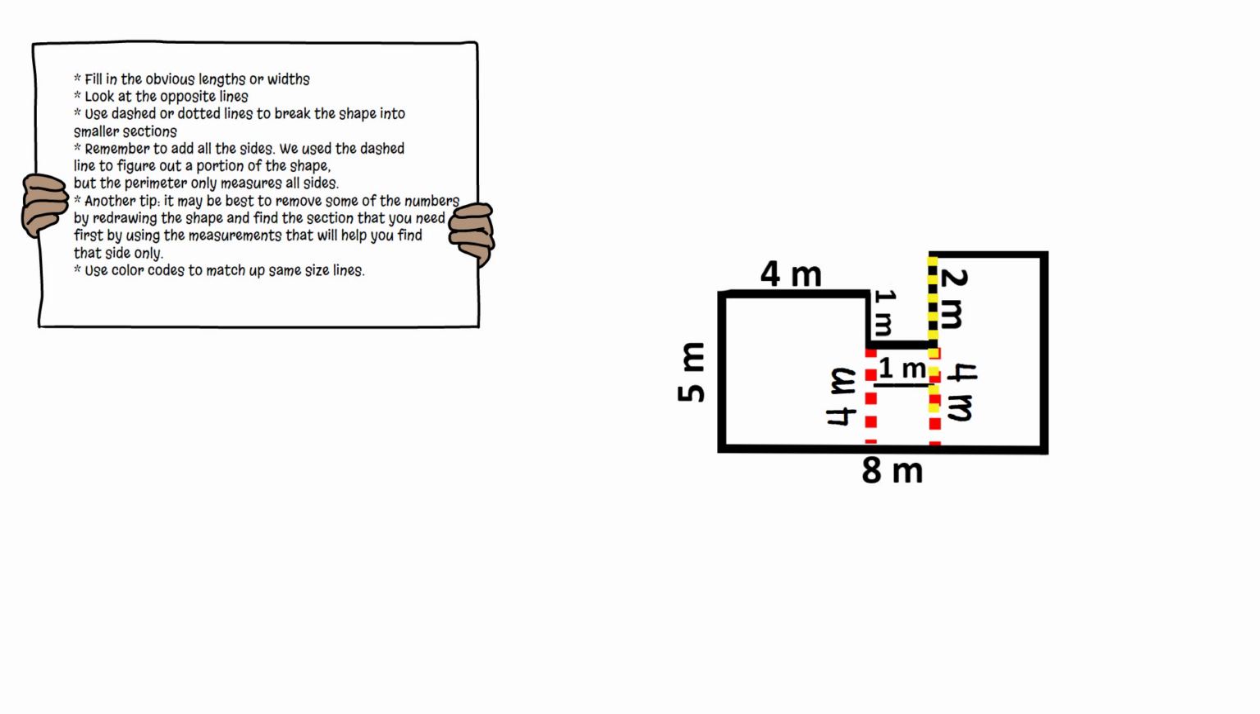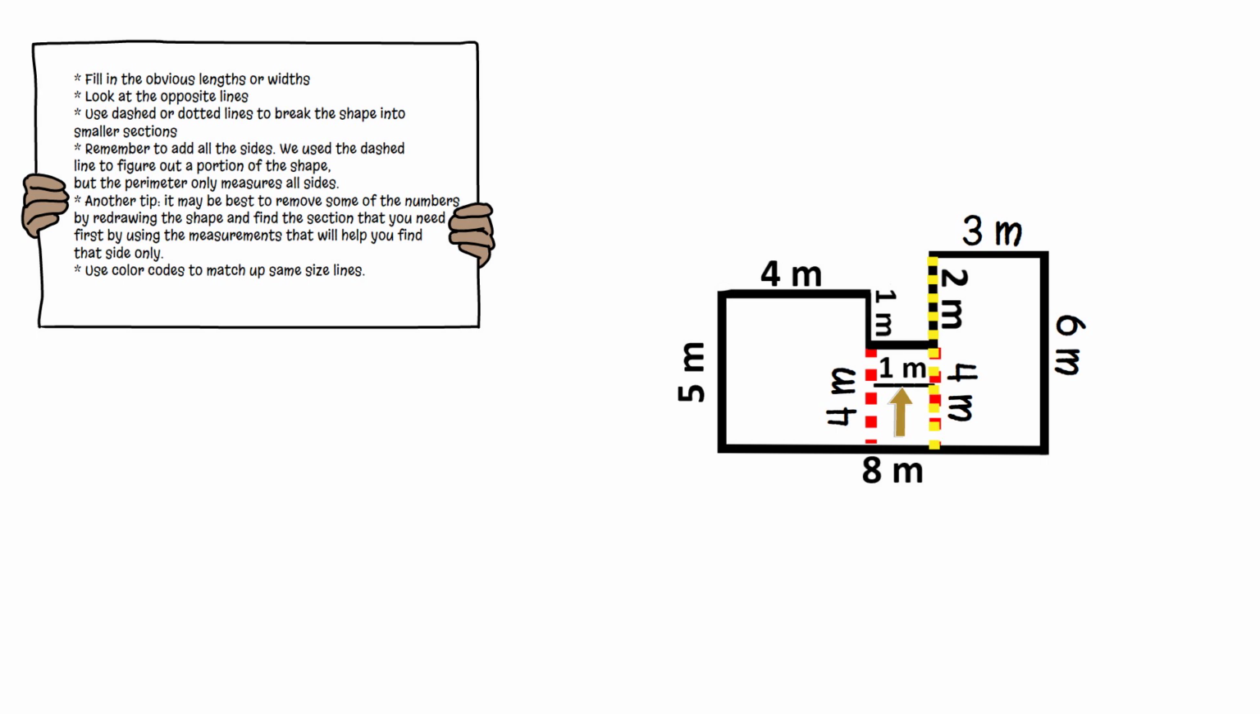Now that we have this side, we can fill in the missing side on the right. It is 6 meters because 4 plus 2 equals 6. Now let's find the other two sides. We have 8 meters on the bottom. We have 4 meters on the top. So we know that 8 minus 4 minus 1 equals 3 meters. The missing side at the top right is 3 meters.